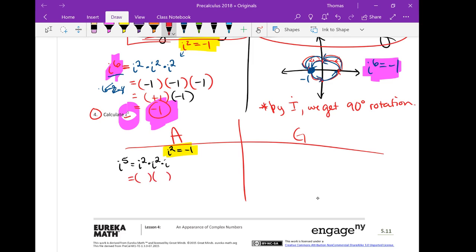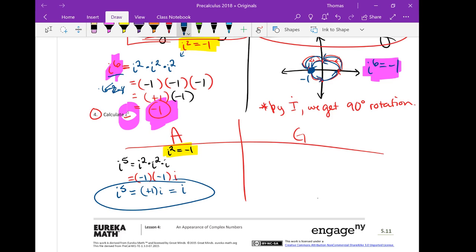Now we're going to use our fact that we know that i squared is equal to -1. Again, opening parentheses because I'm about to plug something in. Saves me from making mistakes on my signs. -1, -1. i squared is -1, so we just plug those in. -1 times -1 is +1, so that's going to be +1 times i, and we can just write that as i, or 1i. So algebraically, we've simplified i to the fifth down to something much more simple, just i.